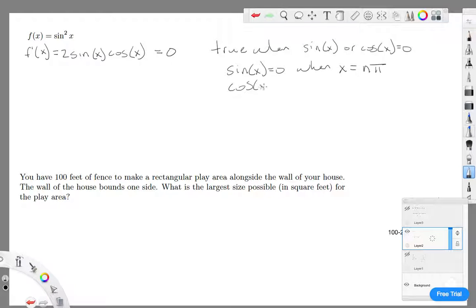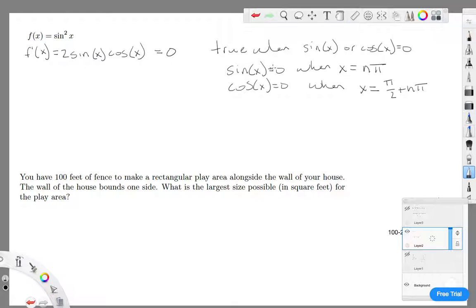And then cosine of x is equal to 0 when x equals pi over 2 plus n times pi. Right? This is very important, you have that n because these functions go on forever. And so at pi over 2, cosine equals 0, it starts up at 1, then moves down to 0 at pi over 2. So when either of these conditions are true, then we're going to have our local minima and maxima.